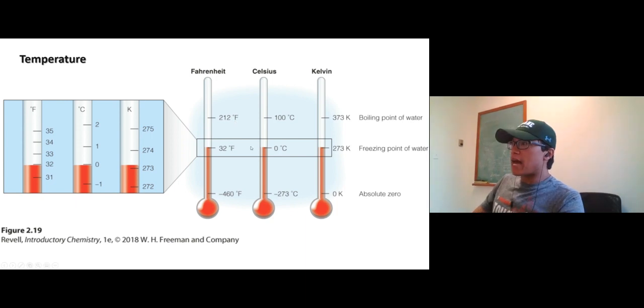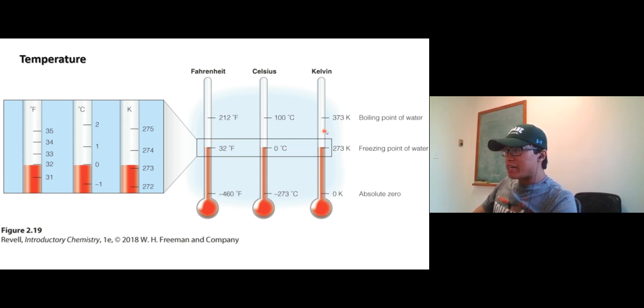First of all, you can see that the Fahrenheit scale is much larger than Celsius. It starts out at negative 460 and goes all the way to 212 Fahrenheit. But in degrees Celsius, it starts at negative 273 and goes up to just 100. So Fahrenheit is actually the big scale, a much longer scale than Celsius.